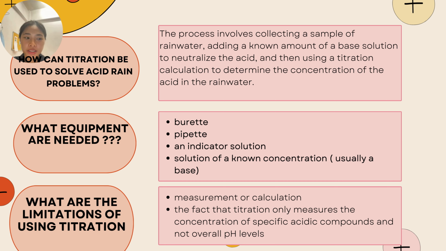Therefore, we need to know how titration works in solving the acid rain problem by collecting a sample of rainwater, adding a known amount of base solution to neutralize the acid, and then using titration calculation to determine the concentration of acid in the rainwater. So what equipment is needed for the experiment? We need a burette, a pipette, and an indicator solution like phenolphthalein, and a solution of known concentration, usually a base. Lastly, what are the limitations of the experiment? It can involve measurement or calculation errors, and the fact that titration only measures the concentration of a specific acidic compound and not the overall pH level.